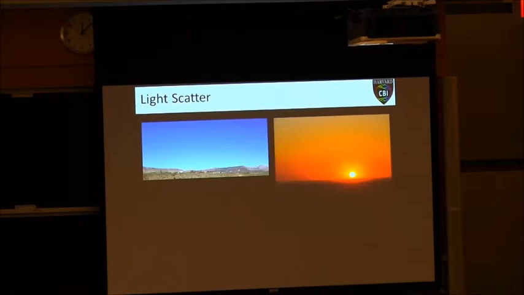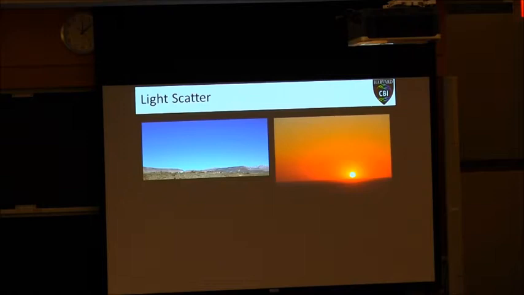So the first thing I want to spend a little bit of time on is just talking about light scatter itself. In my opinion, it's a bit of a misnomer, and it doesn't really describe what's going on. These are a couple of beautiful pictures of the West Coast, like what we often see here in New England. But these are two great examples of light scatter. And this is probably stuff that you learned about in high school. Why is the sky blue? Why does the sunset look red?